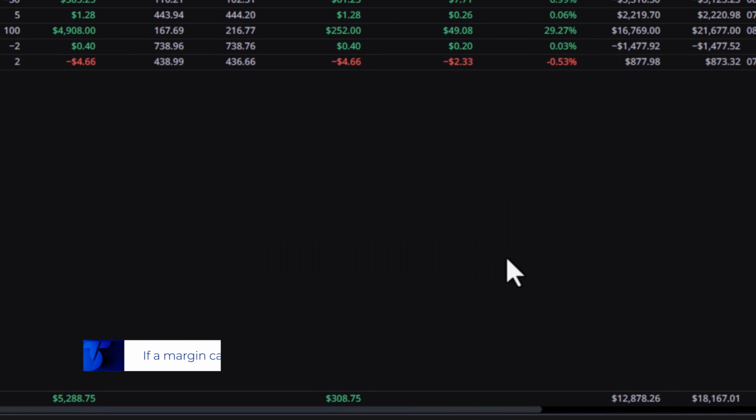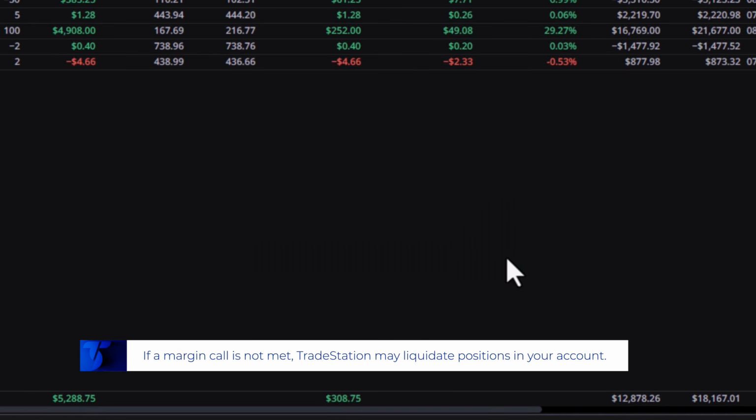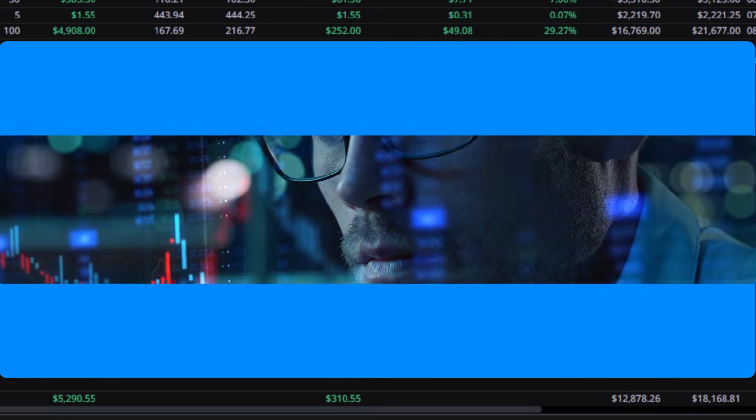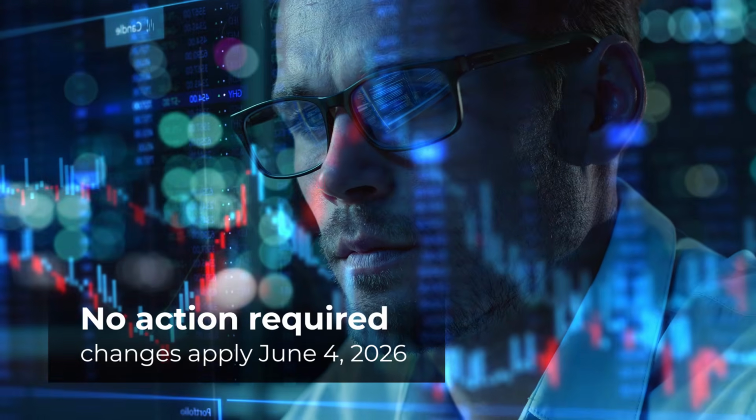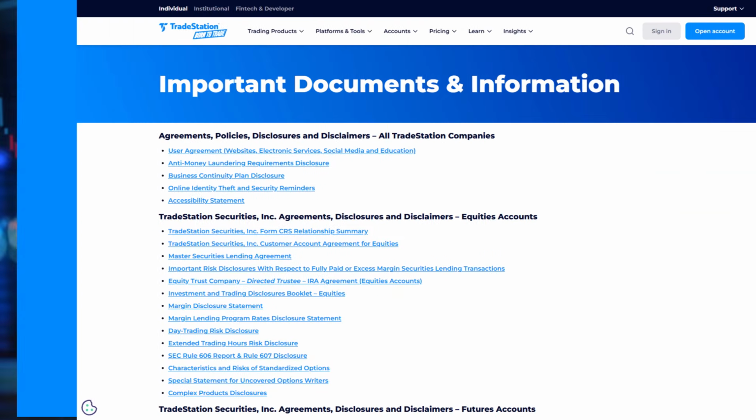Please be aware that if a margin call is not met, TradeStation may liquidate positions in your account to bring it into compliance. No action required on your part. The changes apply automatically to your margin account on June 4th, 2026.